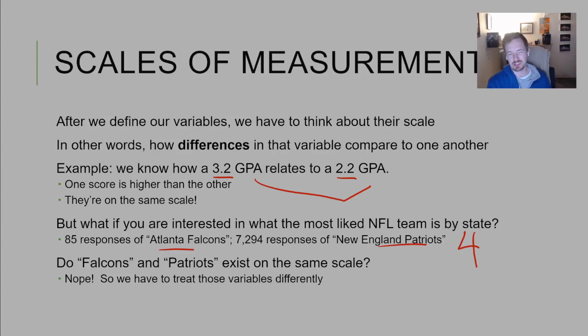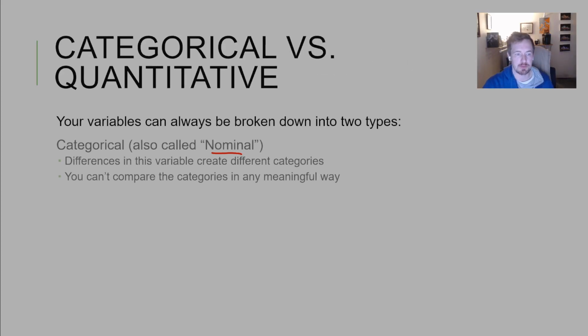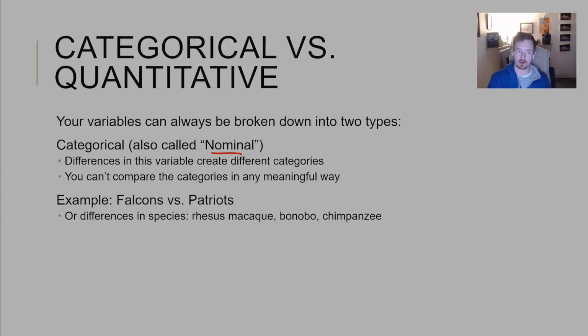But you can't really say using this data that someone is more of a Falcons fan or someone is more of a Patriots fan, because there's no real scale here. There's no real measurement here. Instead, what we're talking about is categories.